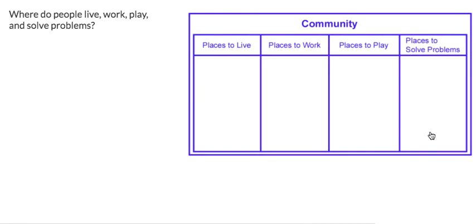And this is in the community that you live in. And this might look different than other people that you know. Every community is different. Where I live and where you live, there might be different places to play. There might be different places to work. There might be different places to live, and there might be different places to solve problems, just like with some of your classmates as well.